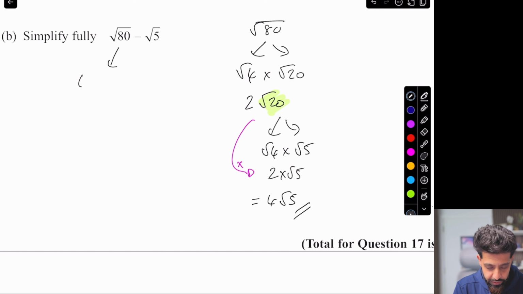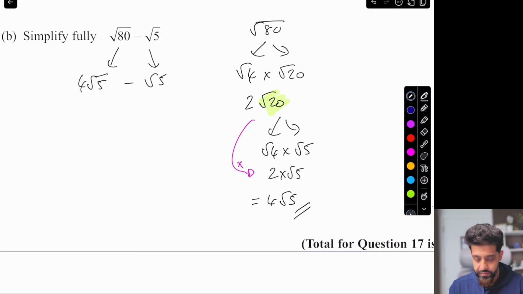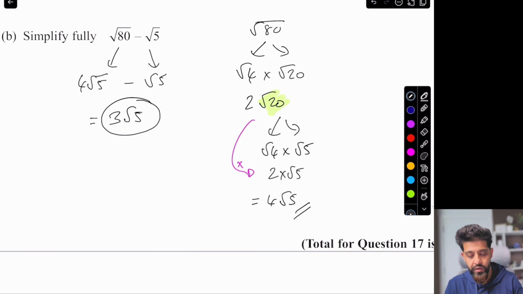So if we go down here, we write 4 root 5 minus, and then that can be as it is. Now they are like terms. They are the same surd terms that you're adding. So you just do 4 minus 1. There's a 1 there. So 4 minus 1 is 3. So the answer is 3 root 5.